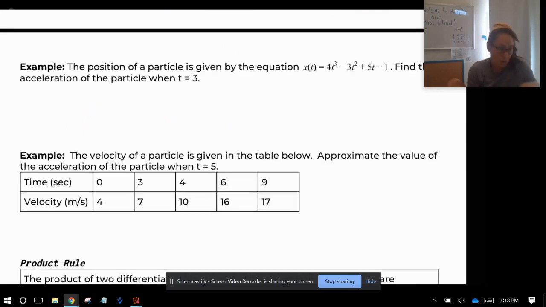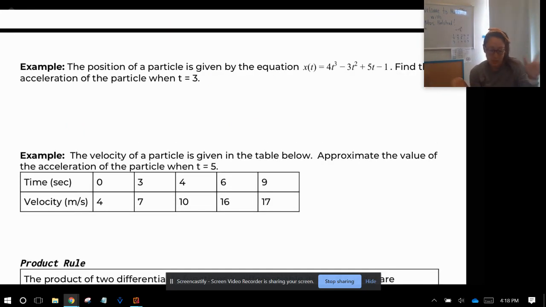All right, so we're going to do this example. The position of a particle is given by the equation x of t is equal to 4t cubed minus 3t squared plus 5t minus 1. Find the acceleration of the particle when t is equal to 3. So I have position. How do I get down to acceleration? Well, we take the double derivative.